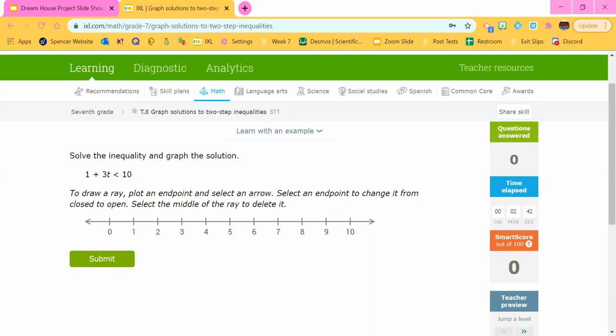The first one is 1 plus 3t is less than 10, and you have to solve it and graph it. So Miss Woods is going to solve it.